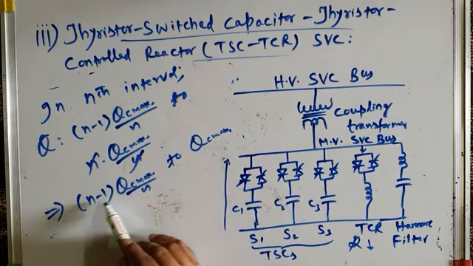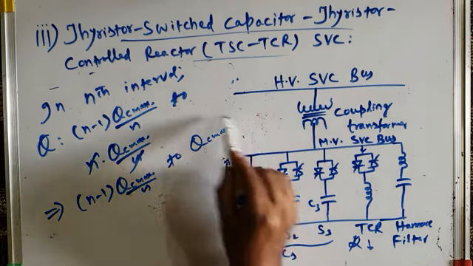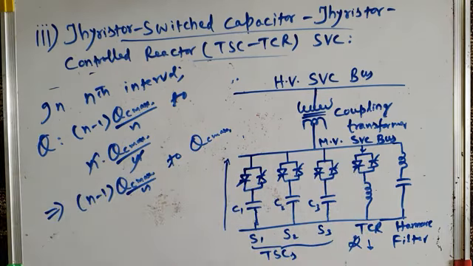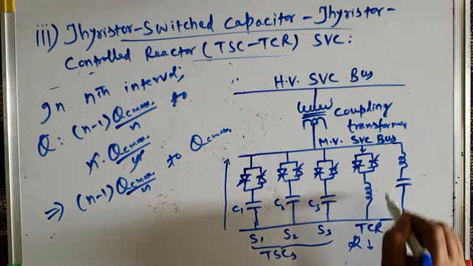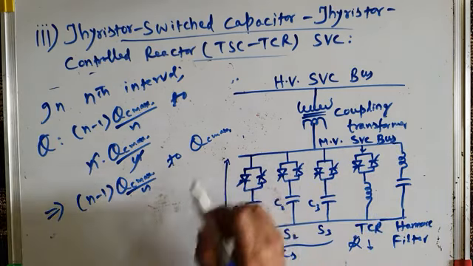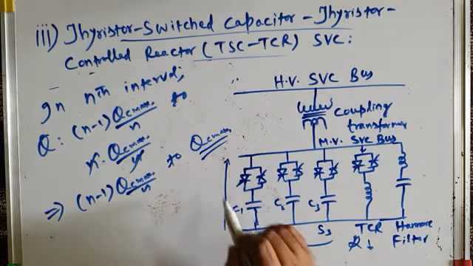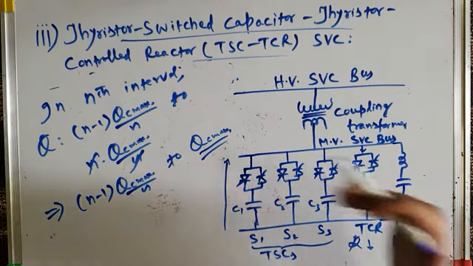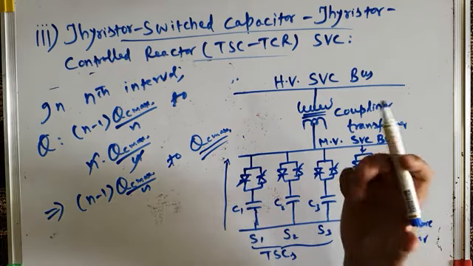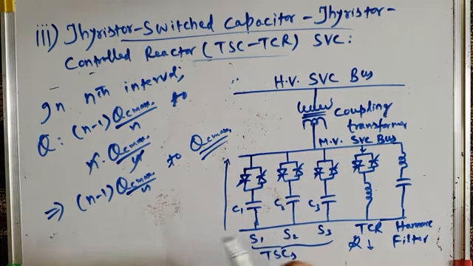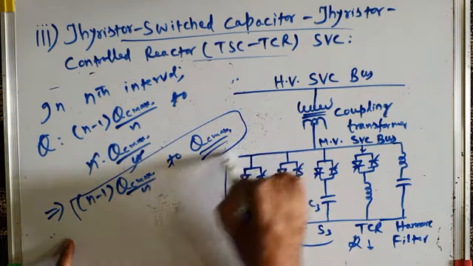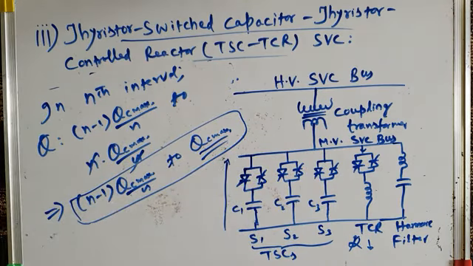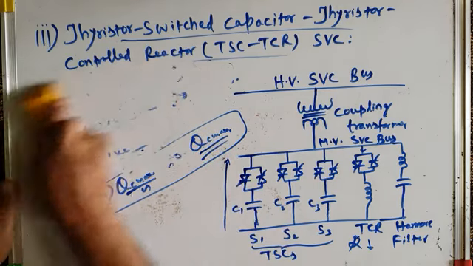It is from (N minus 1) times QC max by N to full QC max. That means when all these TSC branches are on, and suppose TCR is not turned on, then the maximum reactive power injected into the bus is QC max. And if TCR is turned on, it performs the reactive power control by absorbing some of the reactive power. Then the reactive power control is from (N minus 1) times QC max by N to QC max. Okay, this is how it is operated.